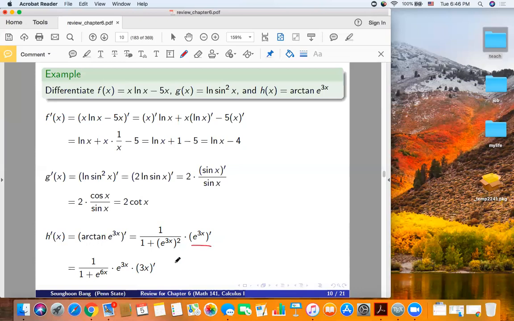Now, how can you find this one? We can use the previous slide like a formula: e to the g of x prime is e to the g of x times g prime of x. We can use it. Here g of x is the same as 3x. So we have it. That's it. This is the whole idea.